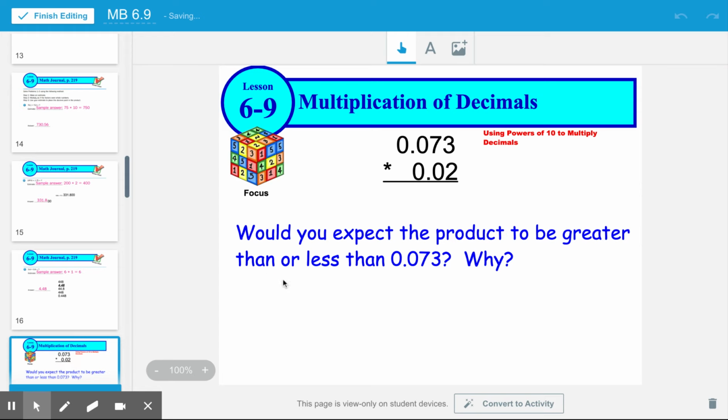Now, looking at a question like this, these numbers are both below 0. We have 73 thousandths times 2 hundredths. And so I want you to ask yourself, would you expect the product to be greater than or less than 73 thousandths? Why do you think that?